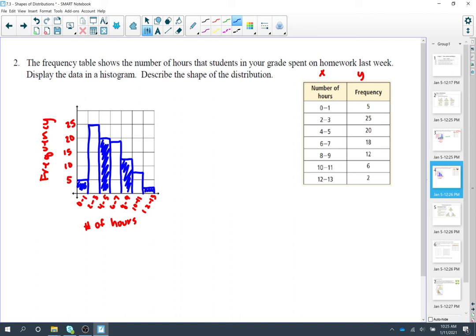So there's our histogram, and then it says to describe the shape of the distribution. If I'm taking a look at this one, it looks like it has a tail over here on the right. So this one is skewed right, which tells me not a lot of students are spending the upper hours on their homework.